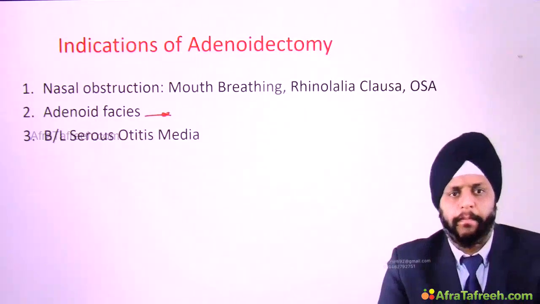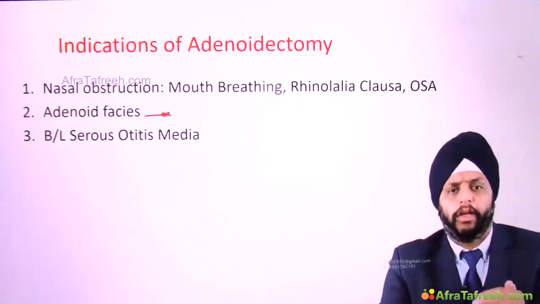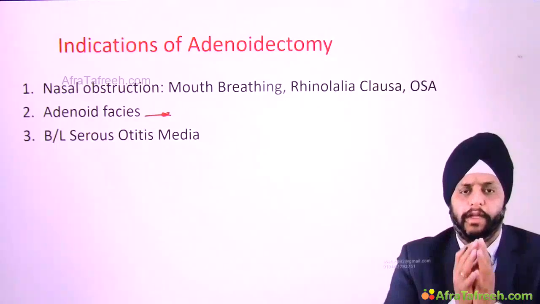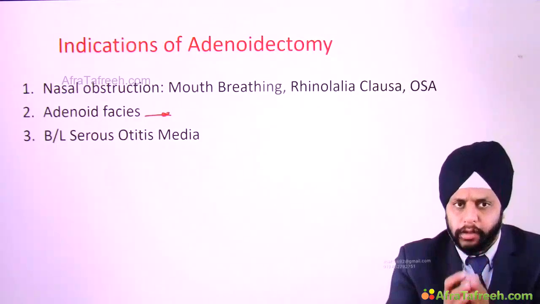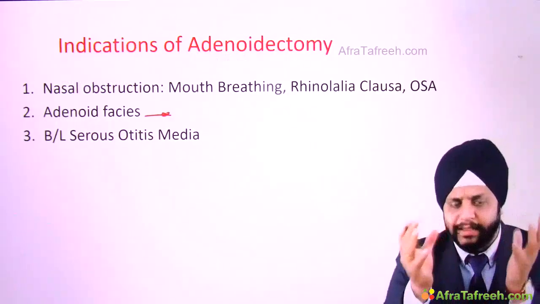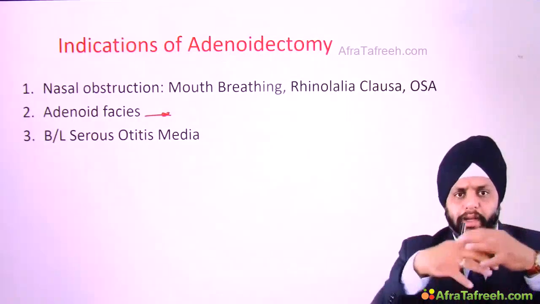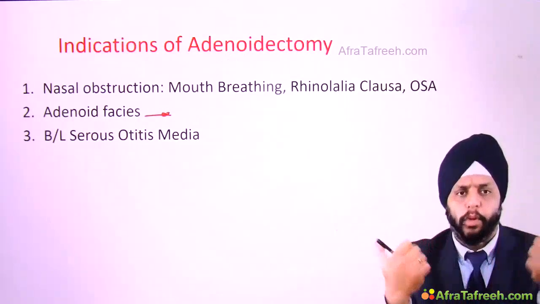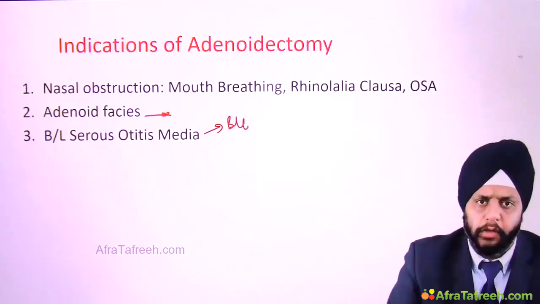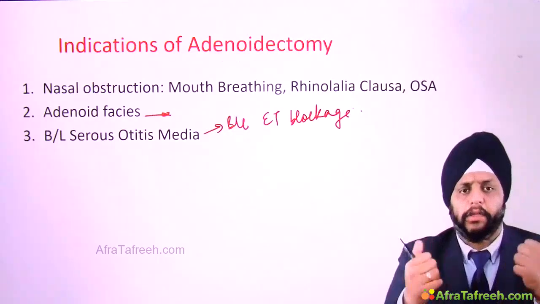Next, bilateral serous otitis media. We have also discussed serous otitis media in the ear. We know this is because of dysfunction of the eustachian tube. In case of adenoids, the adenoid arises in the center, from the posterior superior wall. This is a midline structure. So when it grows, it will block the eustachian tube on both sides. So there is bilateral eustachian tube blockage, and the patient has bilateral serous otitis media.